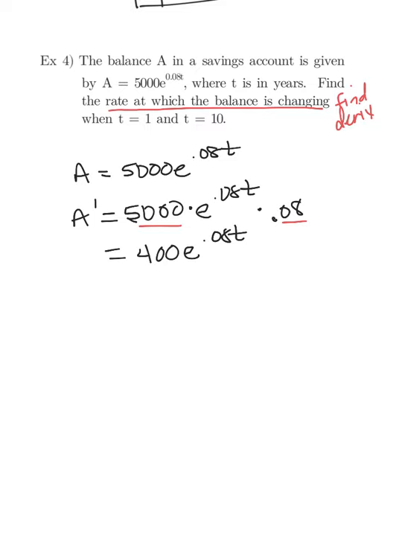So in this case, this gives us the formula for rate of change. Our questions, we actually have two of them. Question 1 says, find the rate of change when t equals 1.